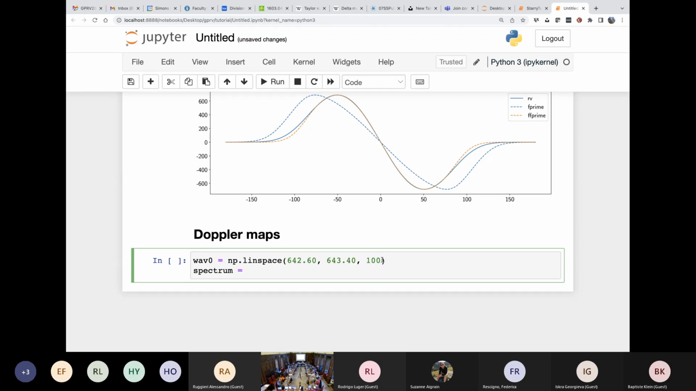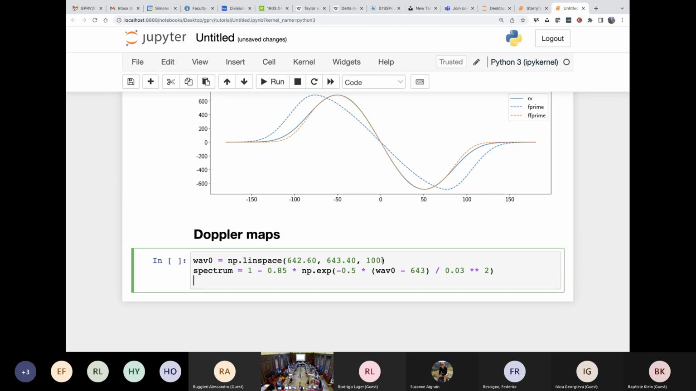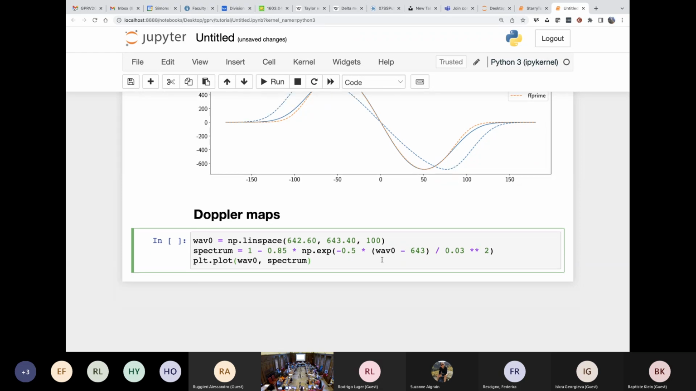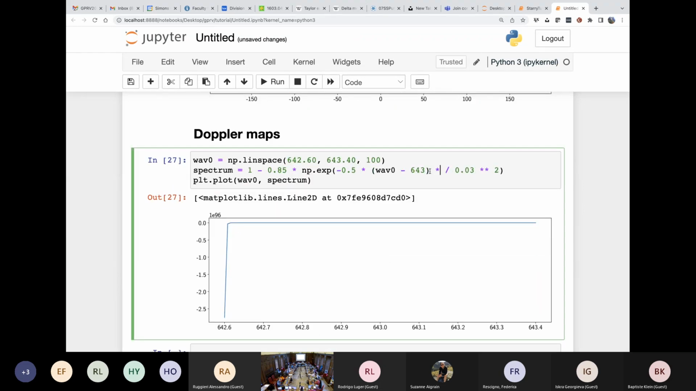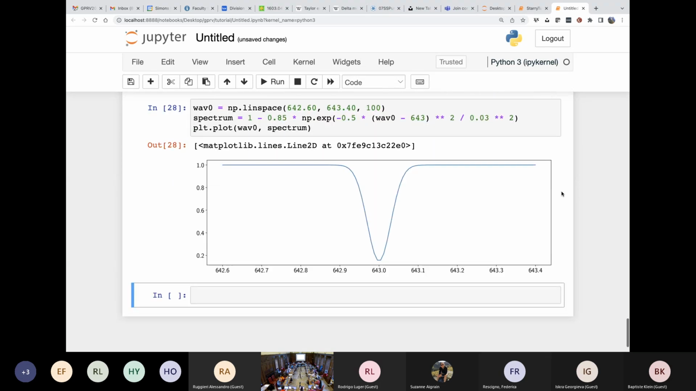And let's make our spectrum, again, 1 minus a Gaussian. Let's just pick some random amplitude here, and a random, well, not random, but somewhat physically motivated standard deviation. I forgot the square. Good. Okay. So let's assume that's my spectral line in the stellar rest frame.